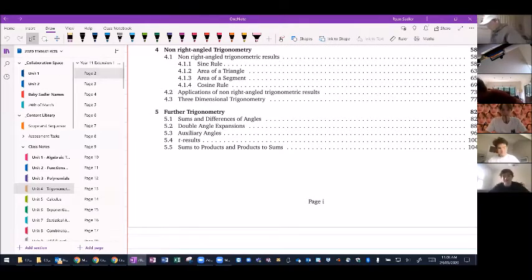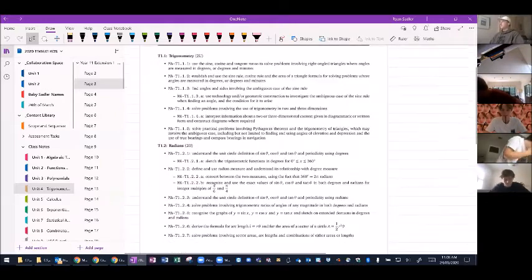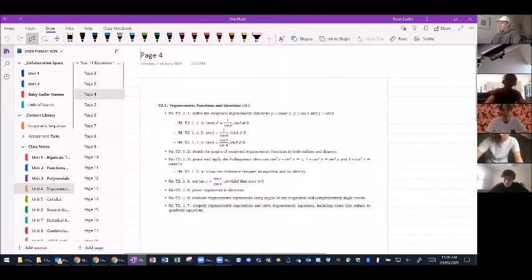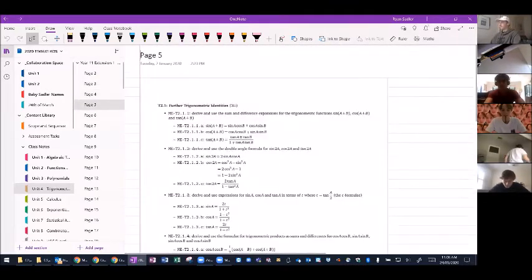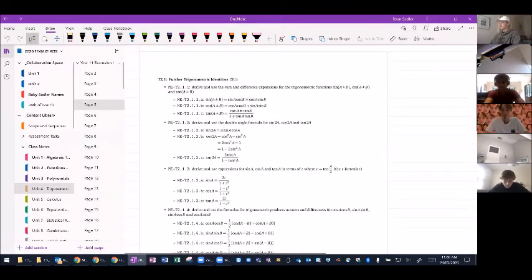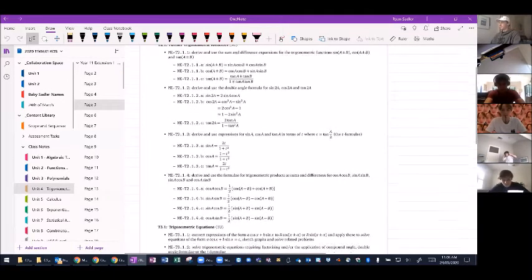Now, if you have a quick look at the syllabus dot points, most of trigonometry is 2 unit, but then there's also extension 1, and that's the further trigonometric identities. That's these ones here.